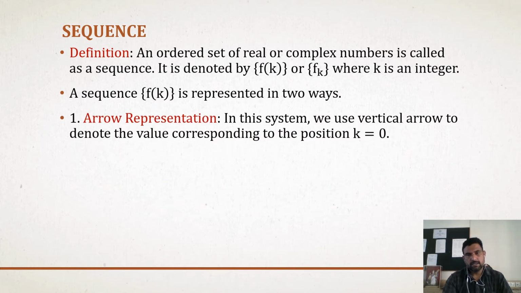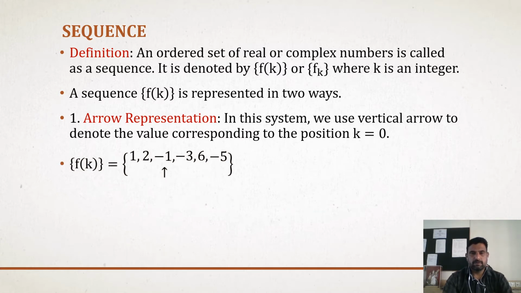First is arrow representation. In this system, we use an arrow to denote the value corresponding to the position k equal to 0. In arrow representation, we use a vertical arrow to denote the value corresponding to the position k equal to 0.